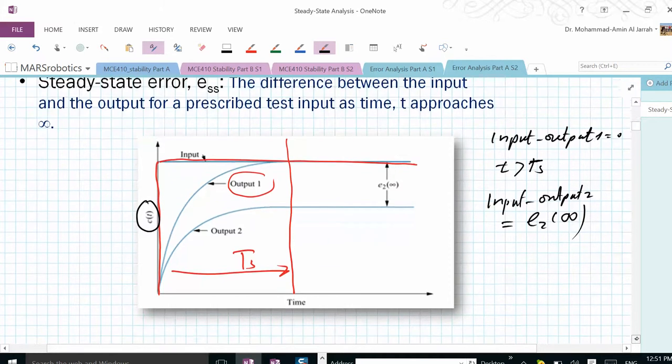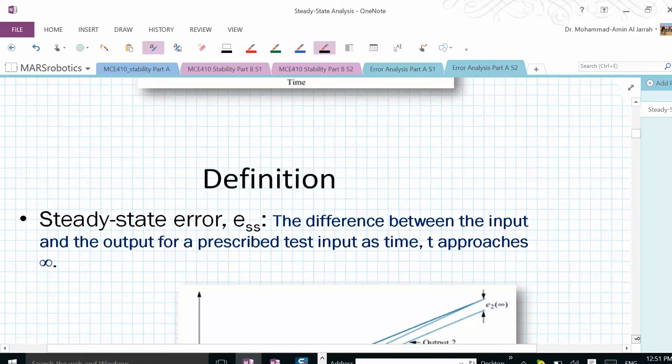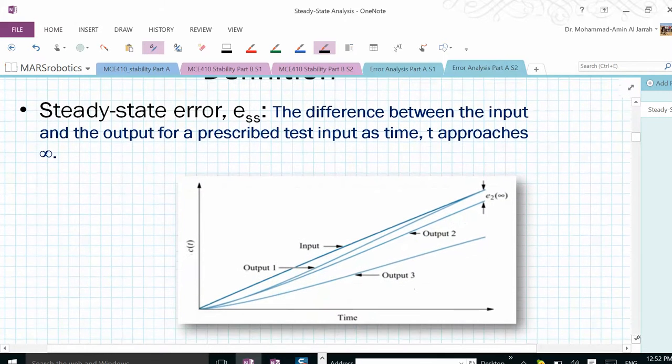Now another type of input that is important is the ramp input. This is the ramp input, u of t equals t. This is a unit ramp input. Or A of t, A times t, which is a constant times t. This is not a unit ramp input, but the magnitude is A.